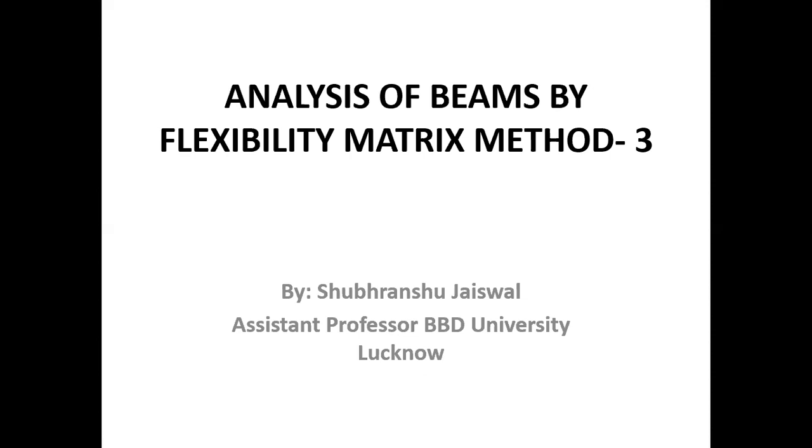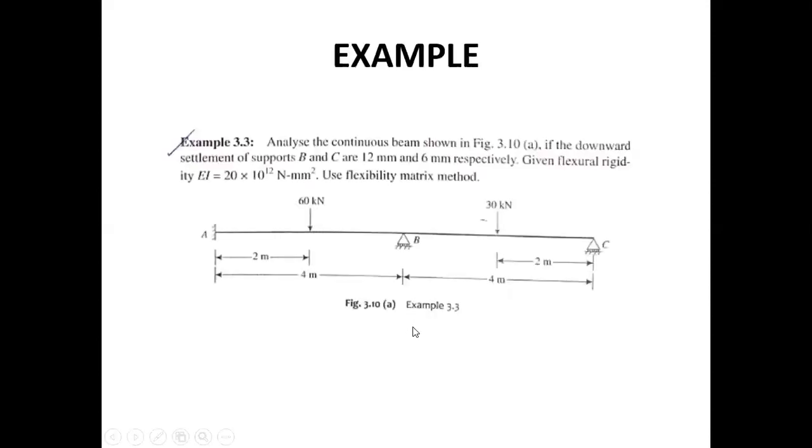So let us start with an example of a beam. In this example, this is a case of a continuous beam having one end fixed and the other end as roller, and an intermediate support at B, which is roller. A 60 kilonewton point load is acting in the span AB, and a point load of 30 kilonewton is acting in the span BC.